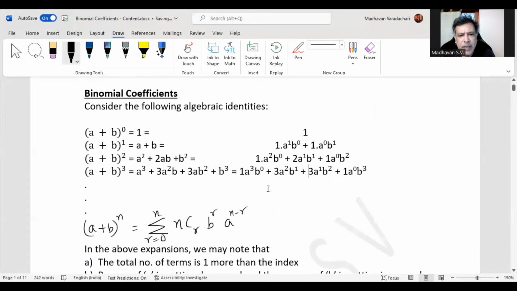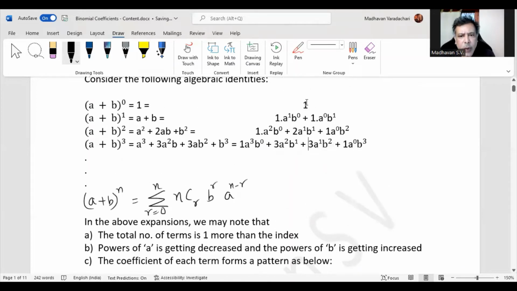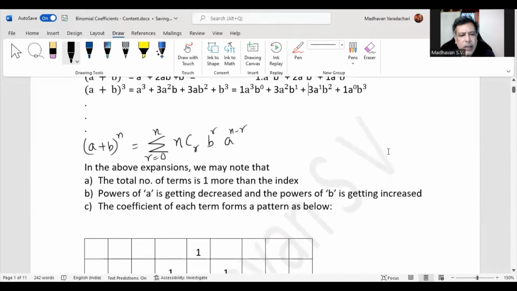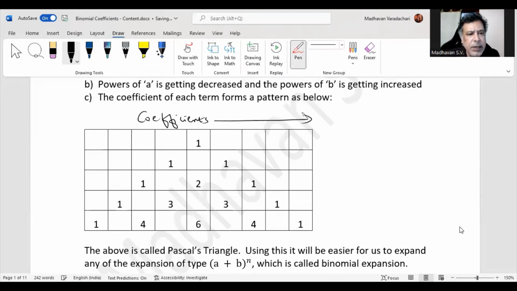We may notice that there is a pattern in the coefficients of each term also. Like this, it forms a triangle, which we call Pascal's triangle. And you may notice here 1, then 1, 1, then 1, 2, 1, then 1, 3, 3, 1. That is what is filled up here. You may notice the corner numbers are always 1, both the right corner and the left corner. This is basically the coefficients of the binomial expansion. These are the coefficients, and these are the index.